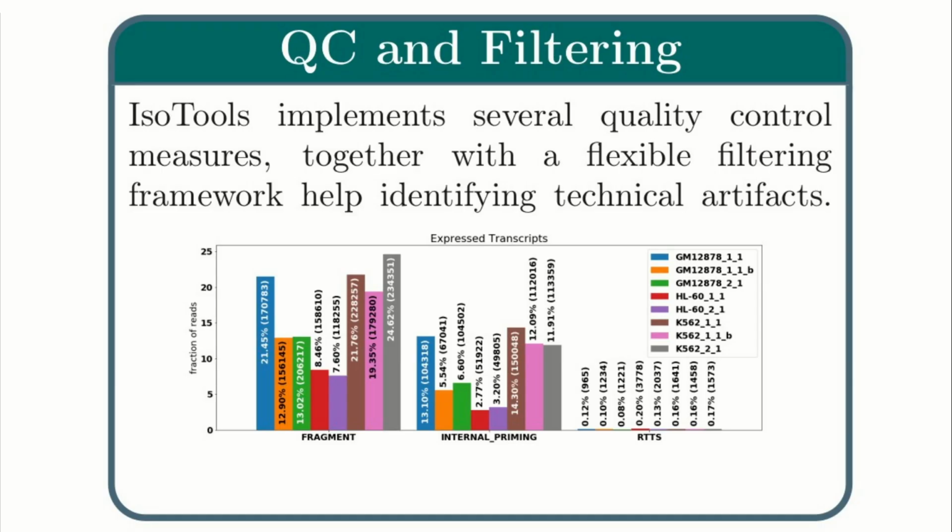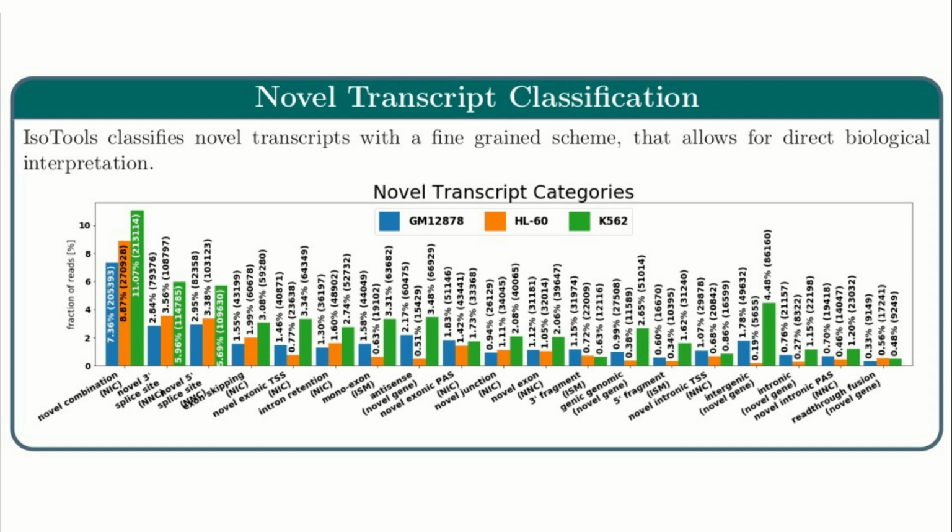To identify and handle technical artifacts, I implemented several quality control measures. And these can be used for the flexible query syntax to define exactly what transcripts to use or to export. The transcripts that are not in the reference are classified into 19 categories, how they relate to known genes. Here in this example, the most frequent one is novel combination of known splice sites, but there are also novel exons, for example, or fusion genes.